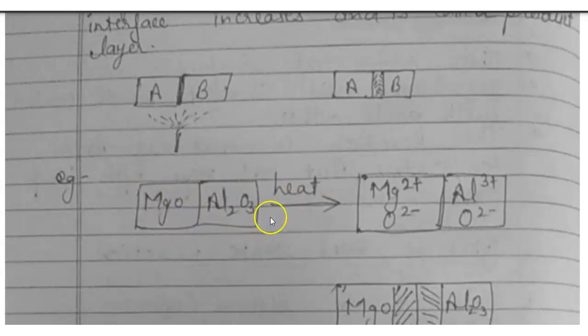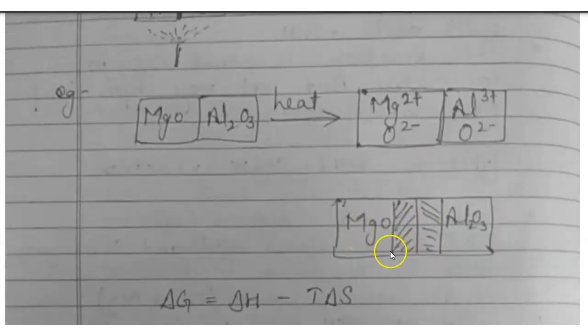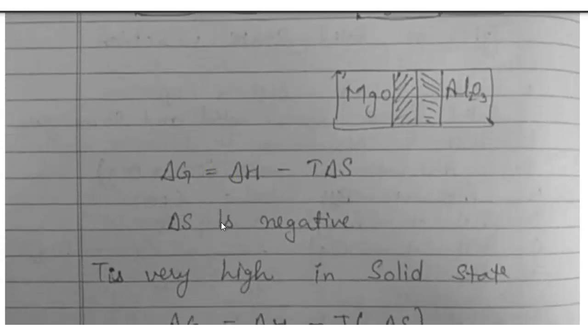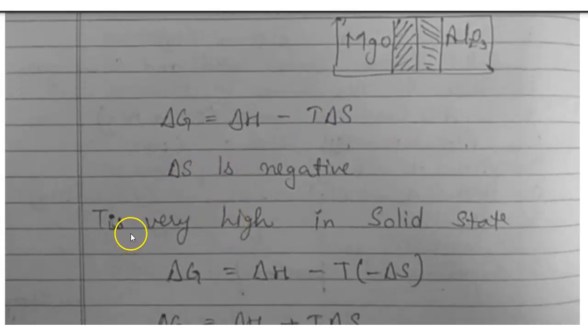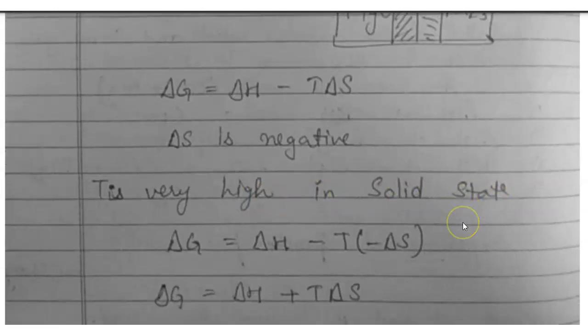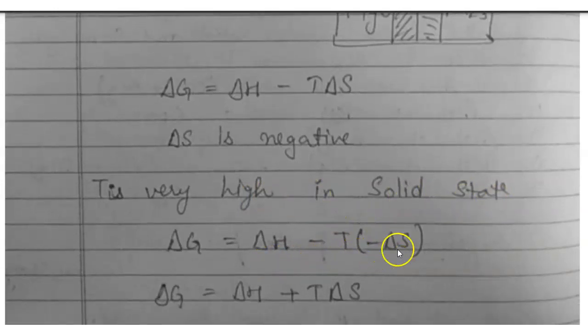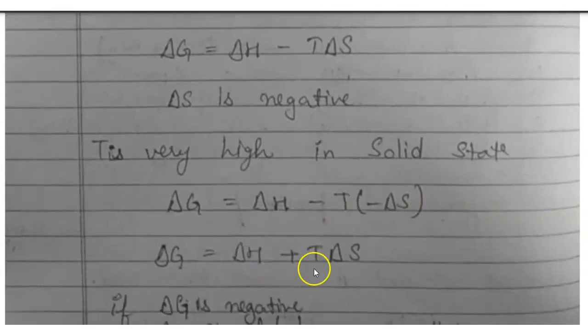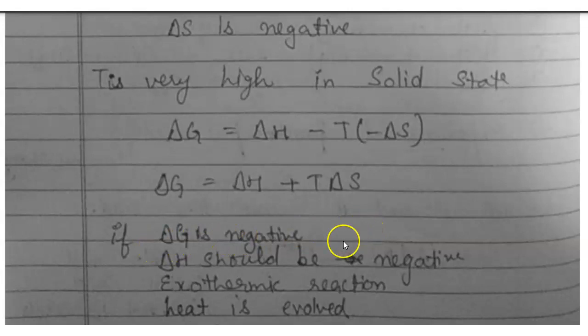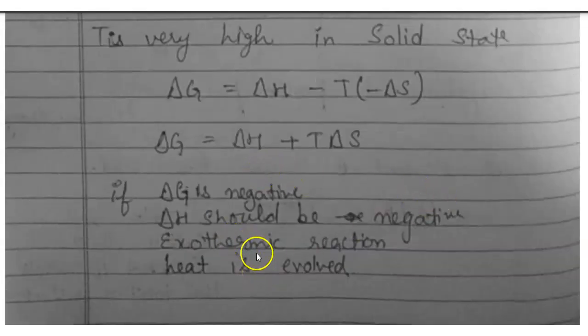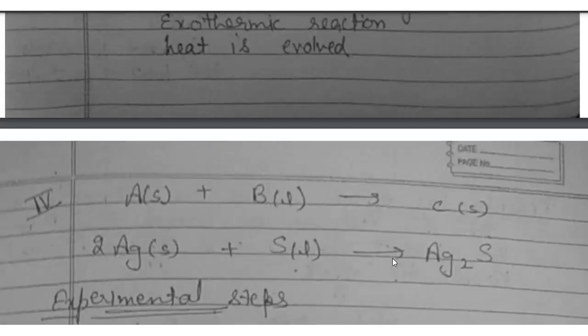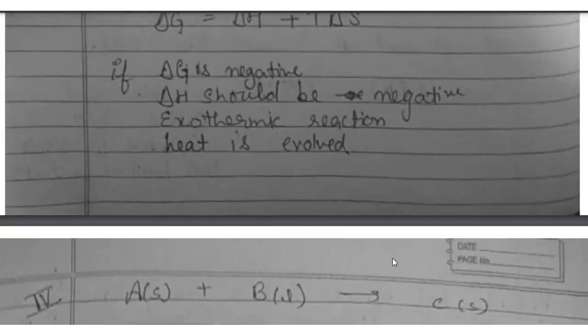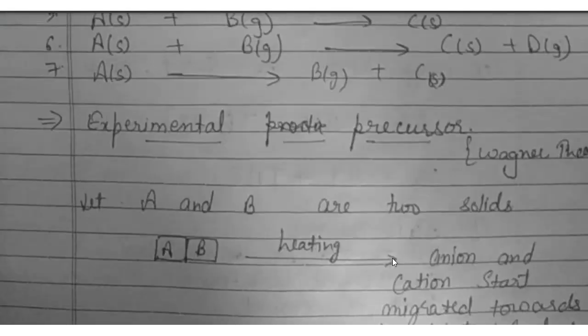For example, MgO is a solid and Al2O3 is aluminum oxide, and when heated, a layer is produced like this. Here we can write delta G equals delta H minus T delta S. When delta S is negative, T is very high. In solid state, delta G equals delta H minus T delta S; if we put minus delta S, it will be plus. If delta G is negative, delta H should be negative, and it is an exothermic reaction where heat is evolved.